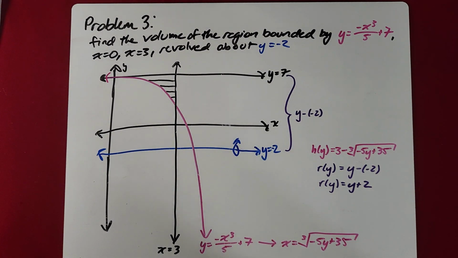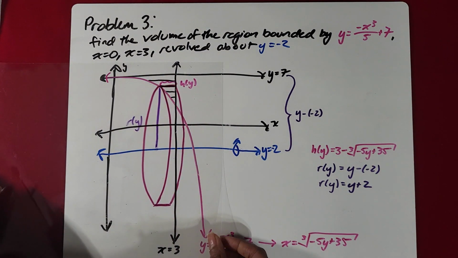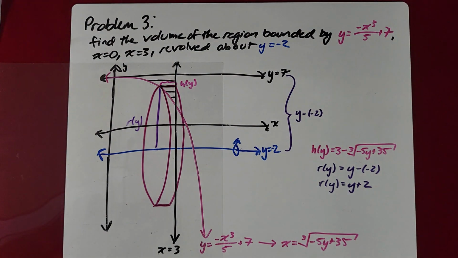Here is a visualization of one of the sections of the graph revolved about the line y equals negative 2. It creates a cylinder.